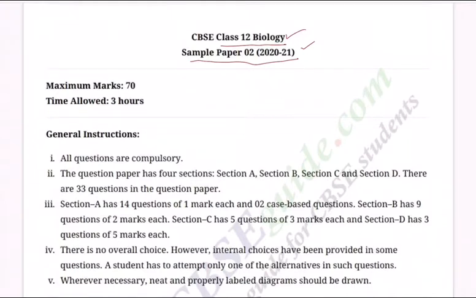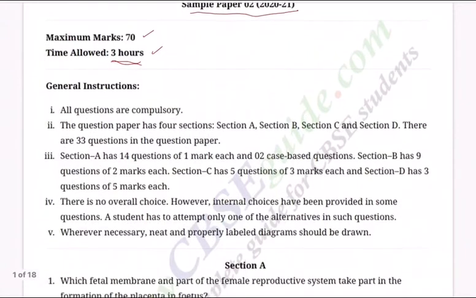So as usual, we go with the instructions. You must familiarize. Maximum marks, of course, 70, and time is the main point. Practice time management, 3 hours, but you must have the practice of completing the paper in 2 hours 45 minutes, so that last 15 minutes you can have revision. So for CBSE it is 3 hours, for you it should be 2 hours 45 minutes.